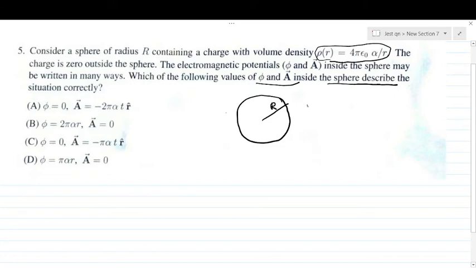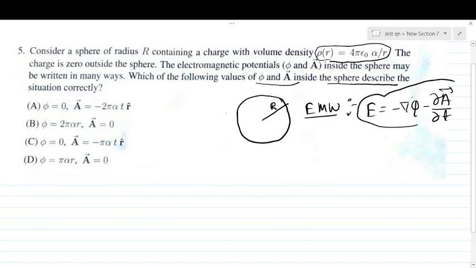Okay, as you know, in case of electromagnetic waves, our electric field contains both phi and A, like this, where phi is the scalar potential and A is the vector potential. Okay, this is due to an accelerated charge.